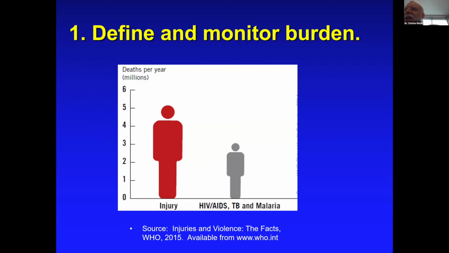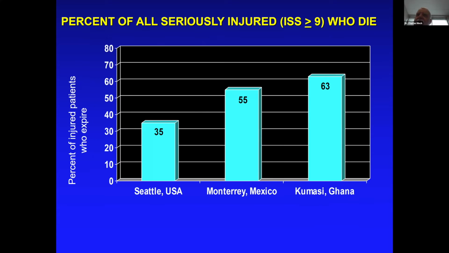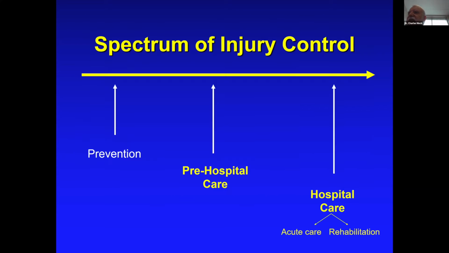So in terms of defining and monitoring the burden, injuries kill around 5 million people per year, more than the total number of deaths from HIV, AIDS, TB, and malaria combined, so it's a huge health problem. A solution to it involves a spectrum of activities, including prevention, such as road safety, and improvements in care both inside and outside the hospital. Obviously there needs to be a big emphasis on prevention too, but there's still a lot that can be achieved by improving care.